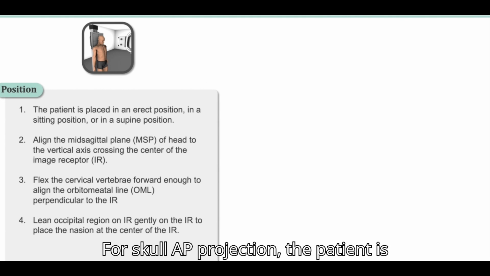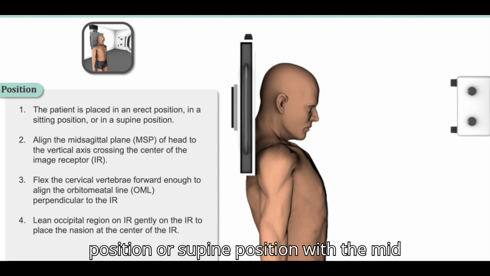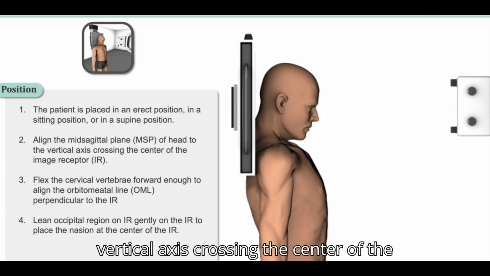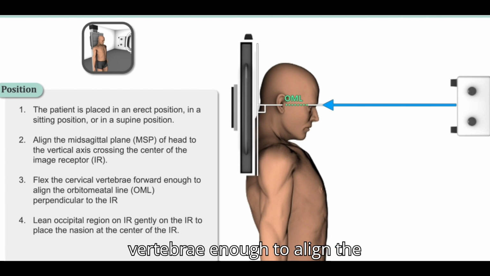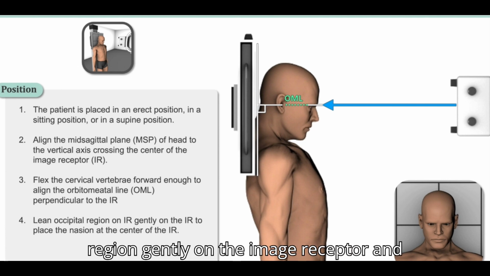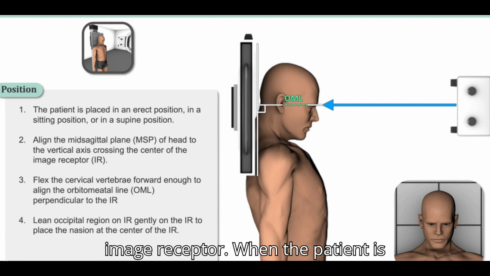For skull AP projection, the patient is placed in an erect position, sitting position, or supine position with the mid-sagittal plane of the head aligned to the vertical axis crossing the center of the image receptor. Then flex the cervical vertebrae enough to align the orbitomeatal line perpendicular to the image receptor, lean the occipital region gently on the image receptor, and place the nasion at the center of the image receptor.